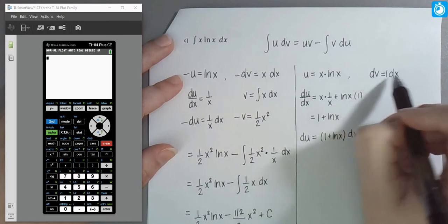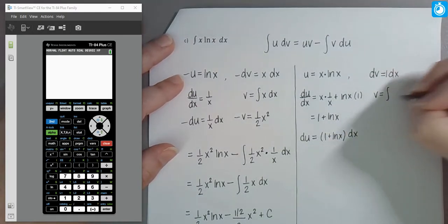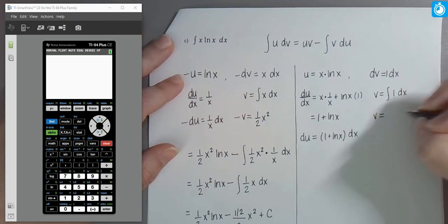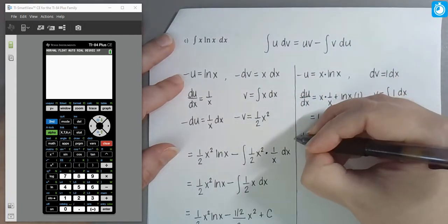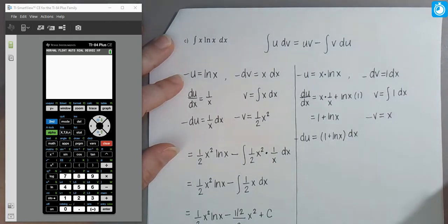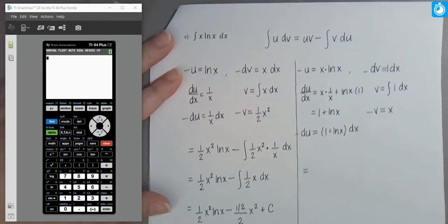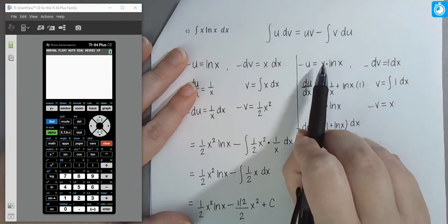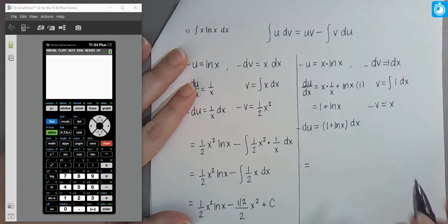So now we need to integrate dv. So v is going to be the integral of 1 dx, which means it's just going to be x. So with our u, our du, our dv, and our v, we now have enough to substitute into our integration by parts formula. So uv, there's our u, there's our v. Okay, so we have x times the natural log of x times x. So x times x, that's going to give us x squared.